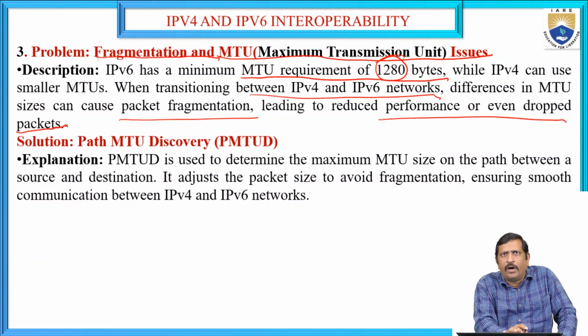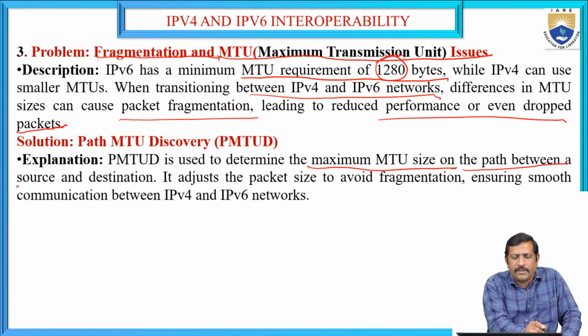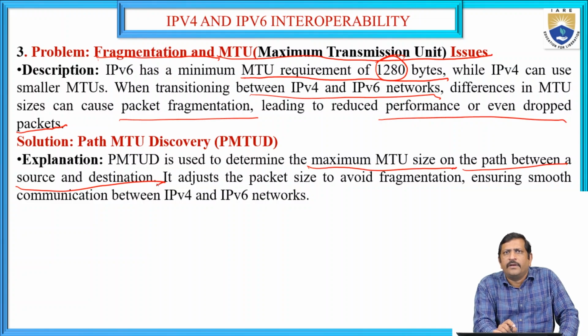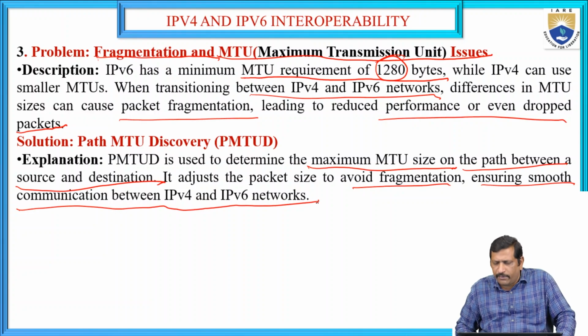the solution is path MTU discovery. We have to set the path for finding the maximum transmission unit, in which path we are able to transmit the maximum number of units. That is, PMTUD is used to determine the maximum MTU size on the path between the source and destination. So it adjusts the packet size to avoid fragmentation, ensuring smooth communication between the IPv4 and IPv6 networks.